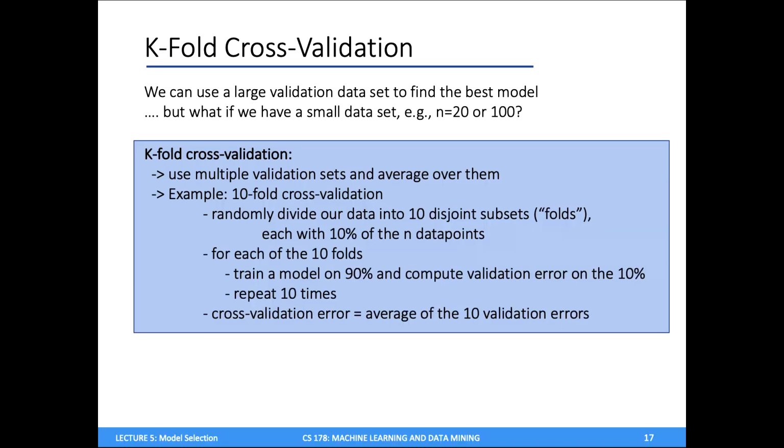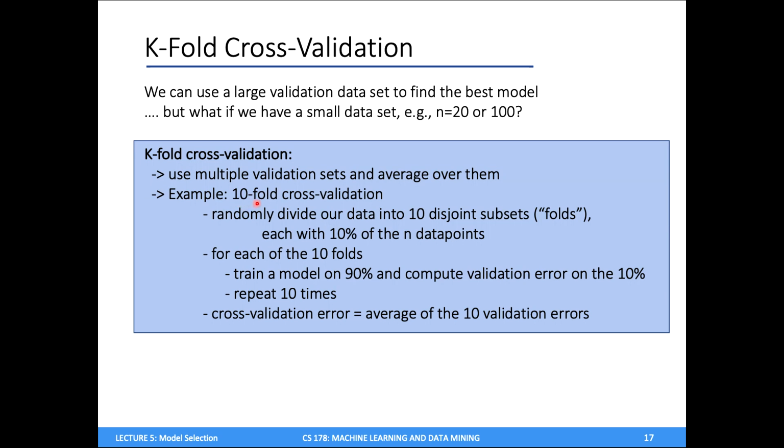What we can do is called k-fold cross-validation. It's a fancy name for something that I think is a fairly intuitive technique. What we're going to do is create multiple validation sets from our data, train on the things that are not in each validation set, and then average over these different splits that we create. We'll see some examples of this if it's not totally clear yet.